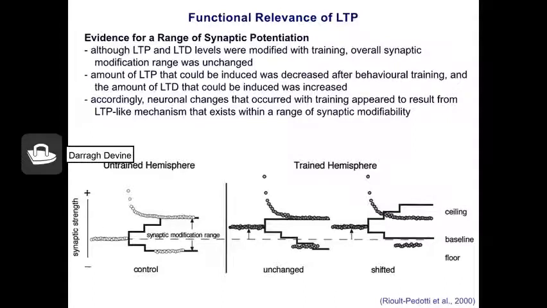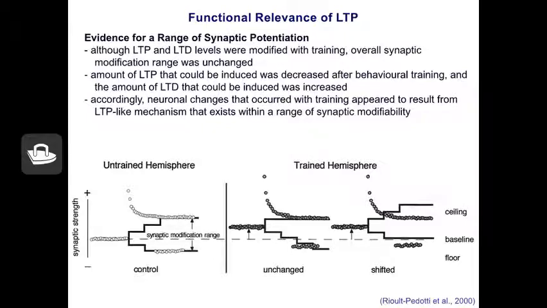And this, I think, is an awesome summary and conclusion drawn from the data by Rioult-Pedotti et al. They proposed that a synapse can be modified within a limited set range. In the untrained control cortex on the left, you can see that the synaptic strength, measured by the field potential strength, is moderate in this naive preparation.